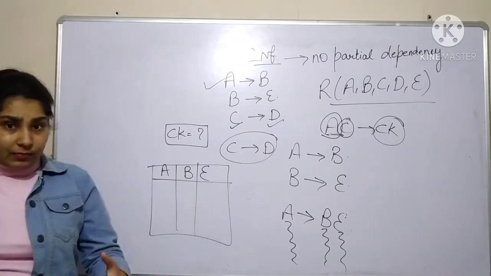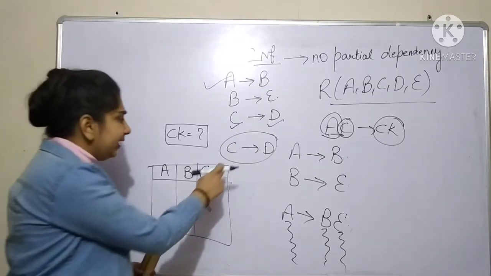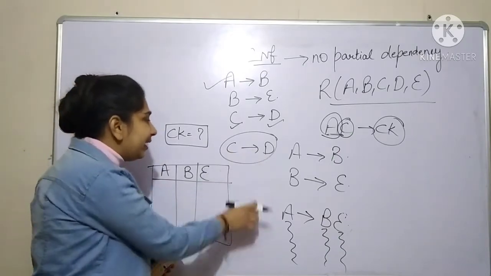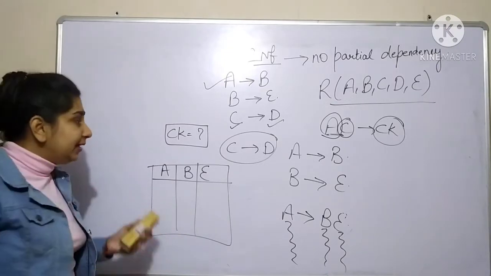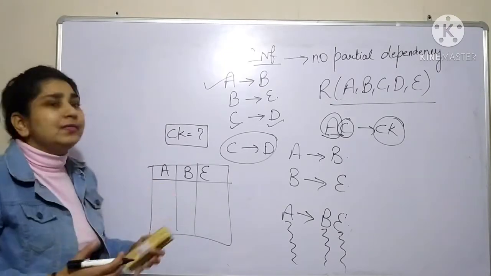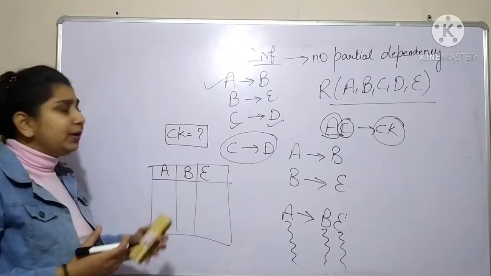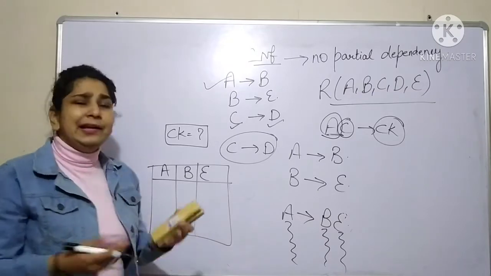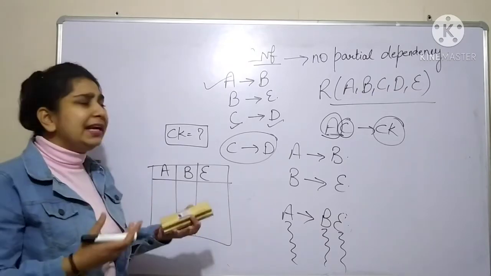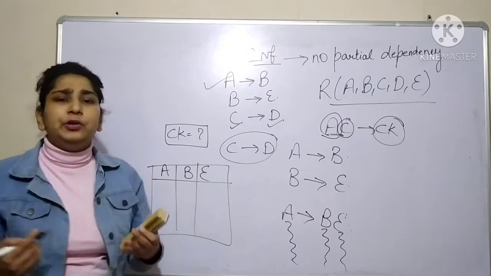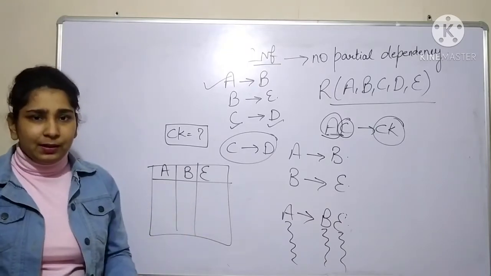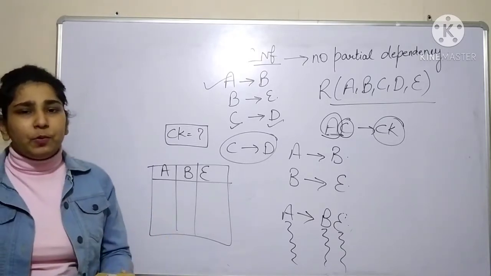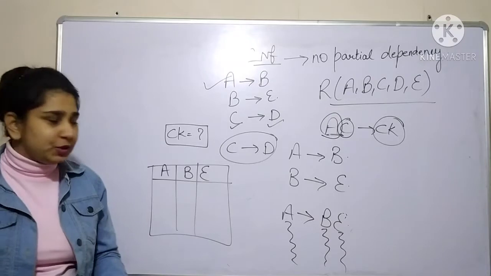Okay, so let me tell you one thing. If C is determining D, obviously there is a redundancy. But after looking at the type of the attribute, you would get to know whether there is a lot of redundancy present or a little bit of redundancy. If there is a little bit of redundancy, then you really don't need to decompose it. But if there is a lot of redundancy present, we have to decompose it into separate relations.